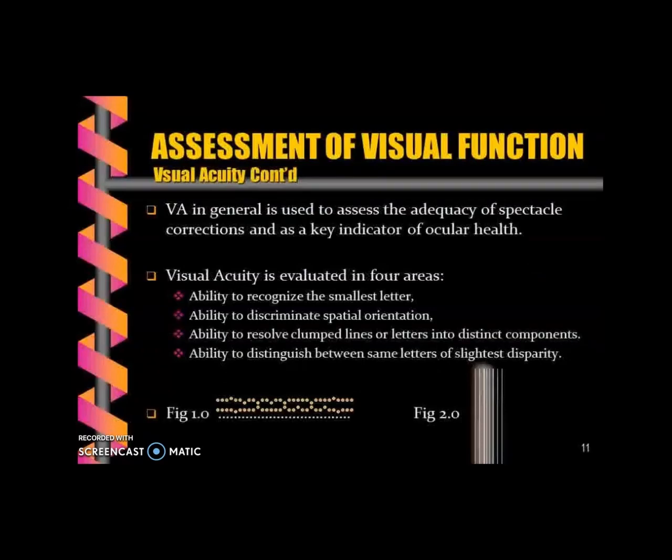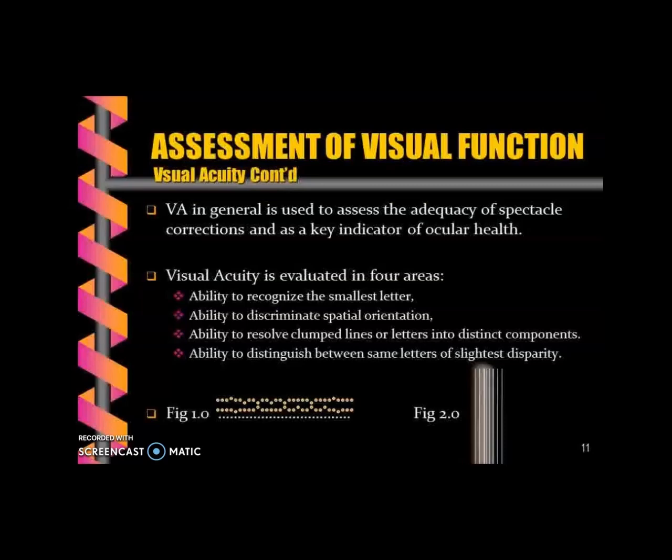Visual acuity in general is used to assess the adequacy of a spectacle correction and as a key indicator of ocular health. Visual acuity is evaluated in four areas. One, the ability to recognize the smallest letter, which is what is really done in most clinics. Two, the ability to discriminate spatial orientation.